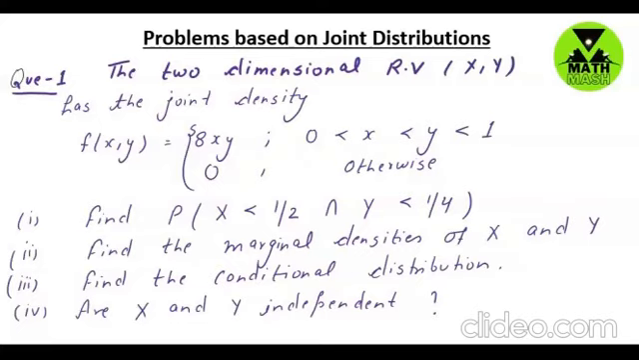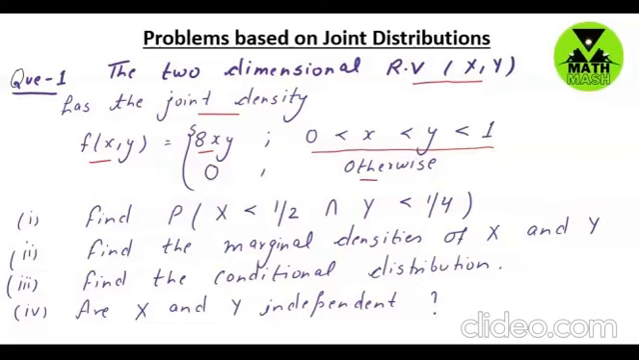Now, let's start with the first question. The two-dimensional random variable XY has the joint density function given by 8xy, where x is greater than 0, x is less than y, and y is less than 1. This function is defined in this region, and it is 0 otherwise.